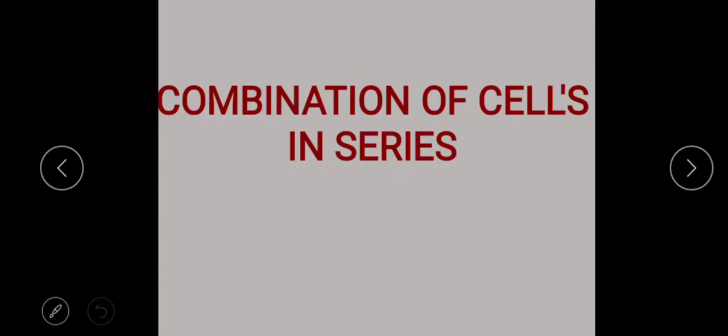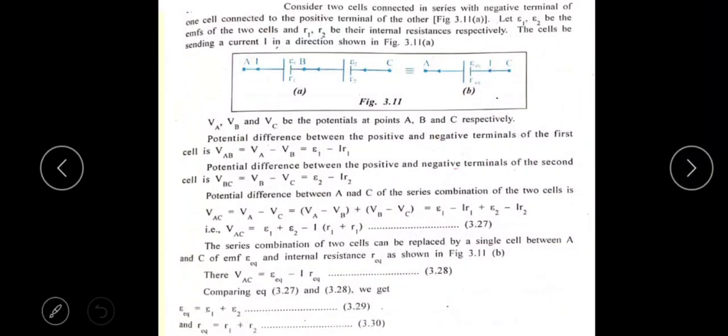If the cells are connected in series, let us consider two cells. We can consider two or more cells, but now I am explaining with the help of two cells connected in series like this. The negative terminal of one cell is connected to the positive terminal of the next cell, as represented in the figure. This is one cell, this is another cell.